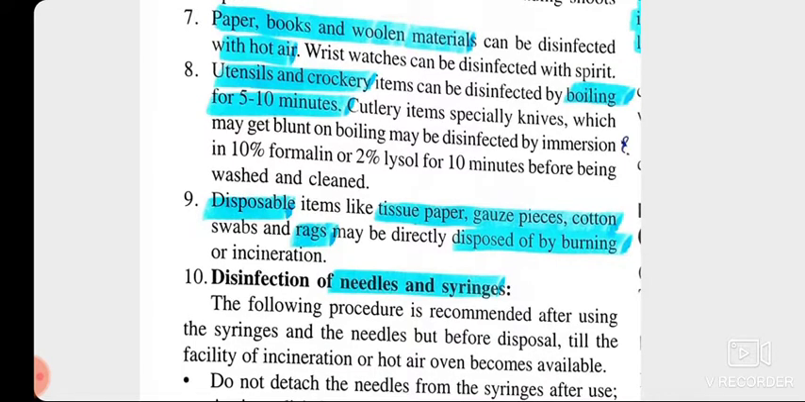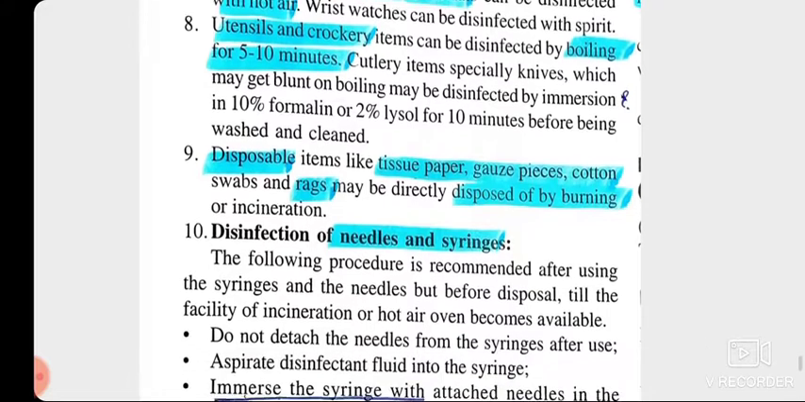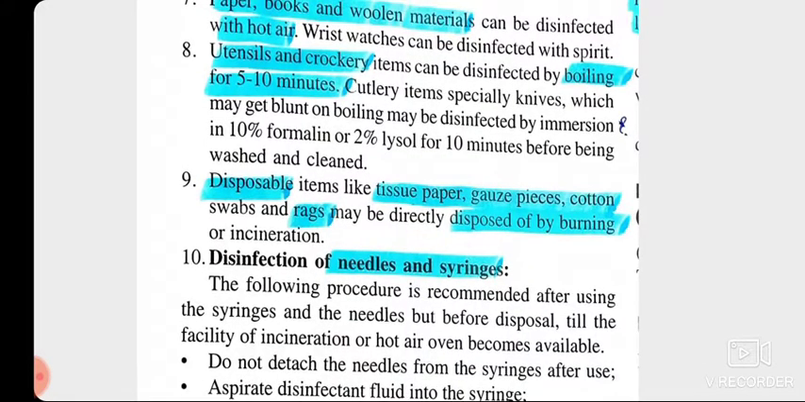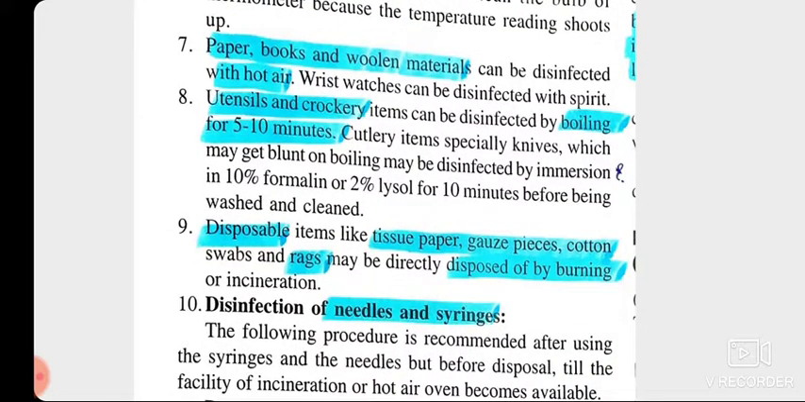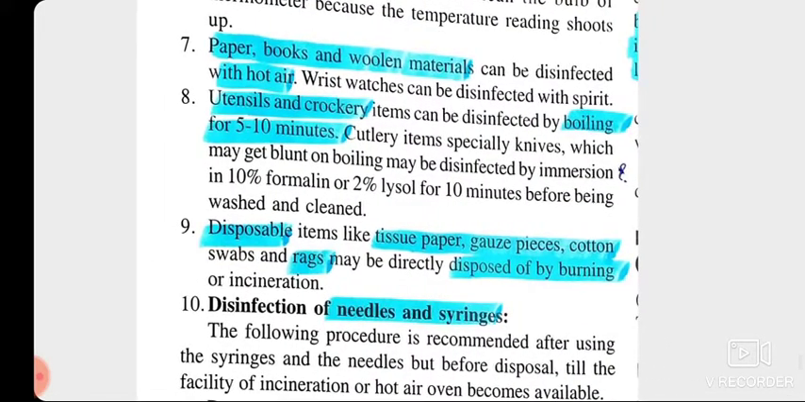Utensils and crockery items can be disinfected by boiling for 5 to 10 minutes, and cutlery items like knives, which may get blunt on boiling, may be disinfected by immersion in 10% formalin or 2% Lysol for 10 minutes before being washed and cleaned. So, you can also use these ideas in your home setup for disinfecting these items.